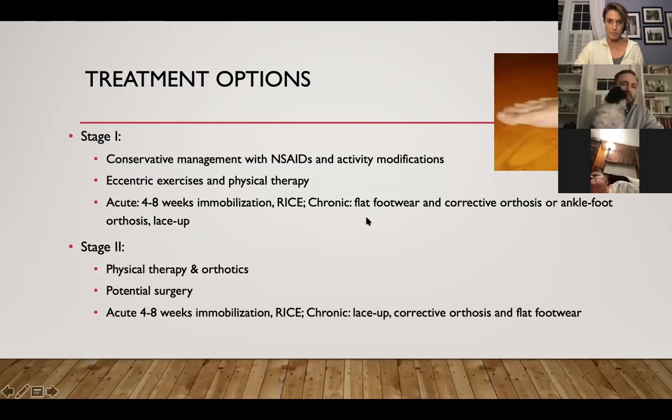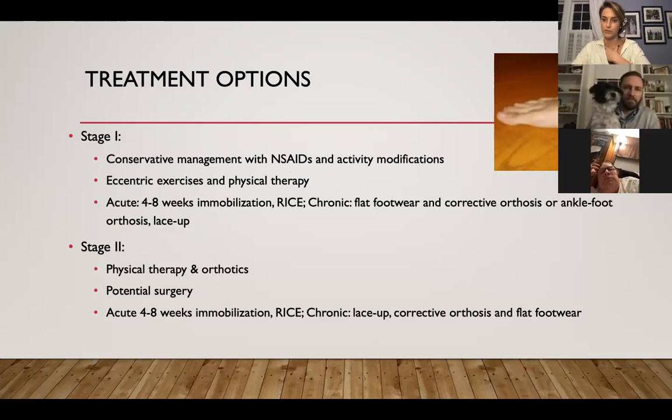So conservative management with NSAIDs and activity modifications. So taking the stress off your feet when you can. So I'm going to go anti-inflammatory, non-steroidal, like an Advil. And I'm going to go more into these exercises in a couple slides.